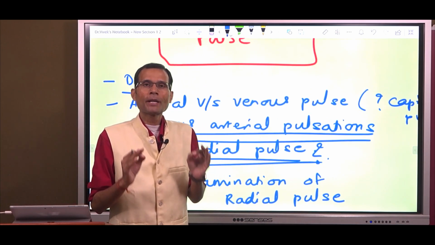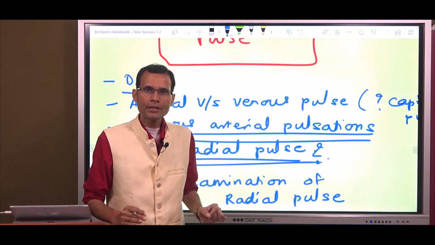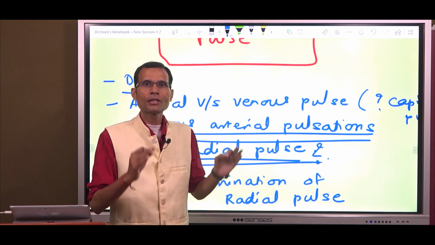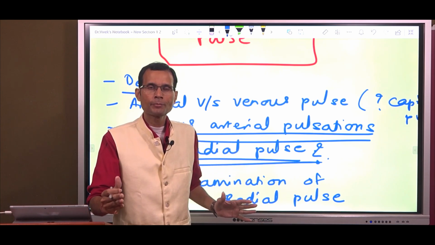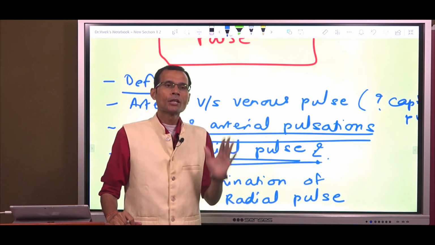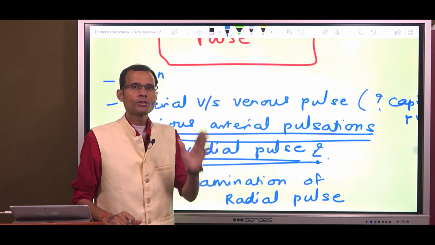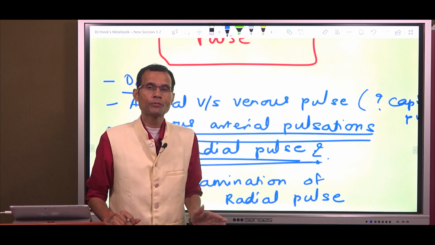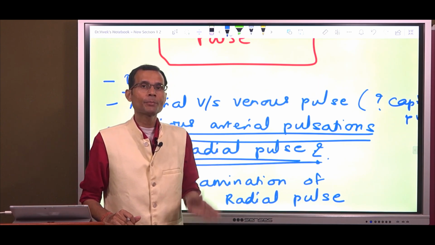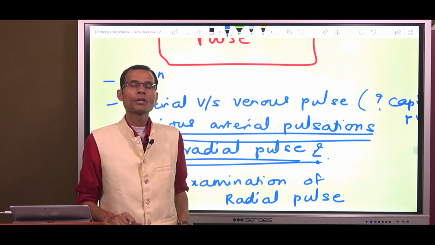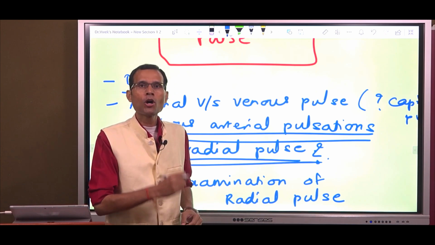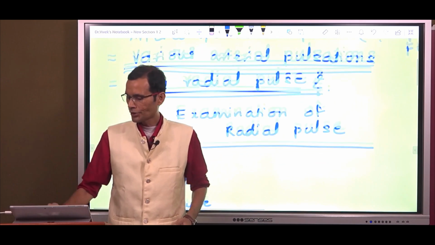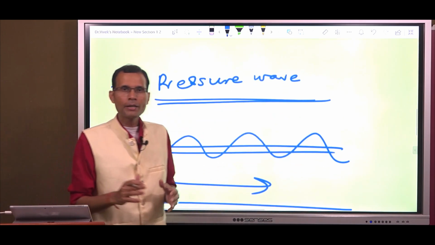Pulse is a pressure wave generated in the heart and transmitted along the vascular tree to the periphery. I repeat once again, it's a pressure wave generated in the heart, generated because of the systole of the heart, because of the ventricular systole, and is transmitted along the vascular tree to the periphery. That's the definition.